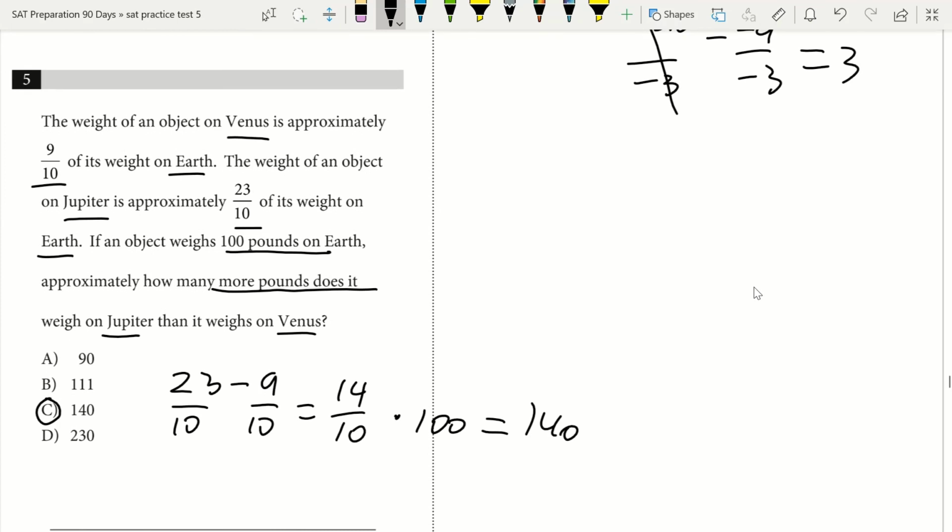Next, I've got the weight of an object on Venus. I've been told the weight of an object on Jupiter as well, based on it being on Earth. In both of those, if an object weighs 100 pounds on Earth, how much more is it going to weigh on Jupiter than Venus? Well, I'm going to take this 23, I'm going to subtract 9. That's going to leave me with 14 over 10. I multiply that 14 over 10 by 100. That's going to give me C, 140. So that one's checked as well.